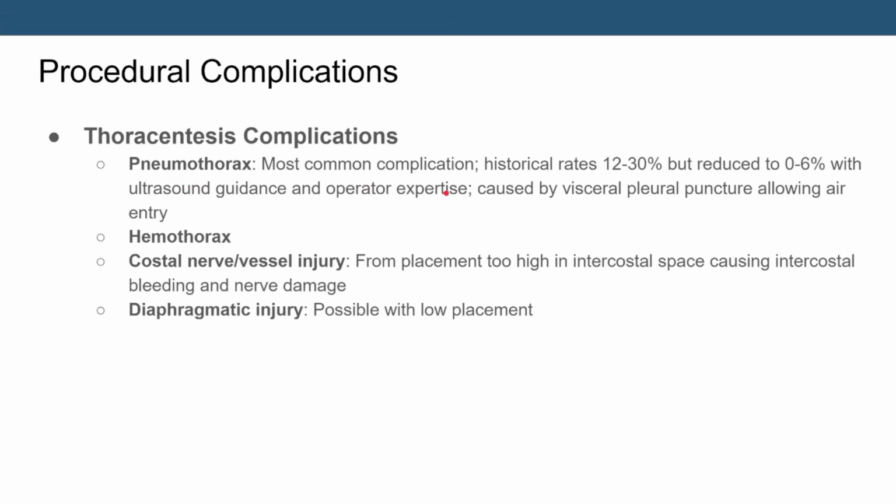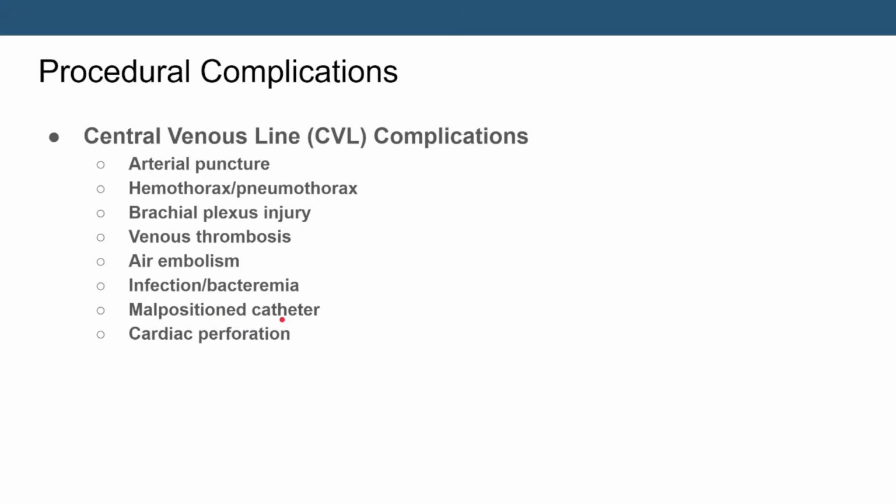This is the most common complication. The historical rates were high, but they were reduced with ultrasound guidance and operator expertise. They are caused by visceral pleural puncture, allowing air entry. Also, hemothorax, costal nerve injury, and vessel injury from the placement being too high in the intercostal space, causing intercostal bleeding and nerve damage. And if there is low placement, it may lead to diaphragmatic injury.